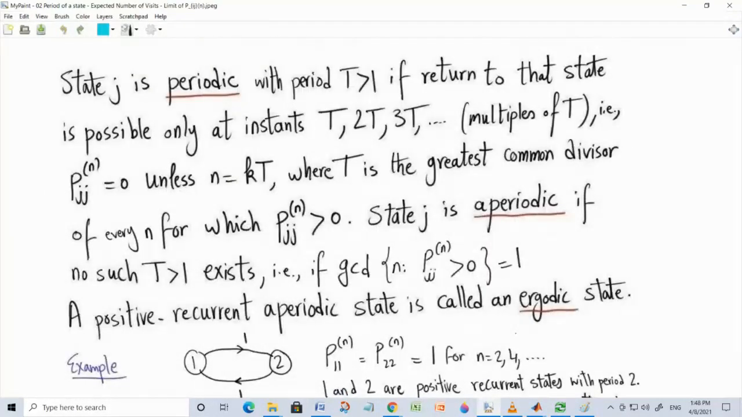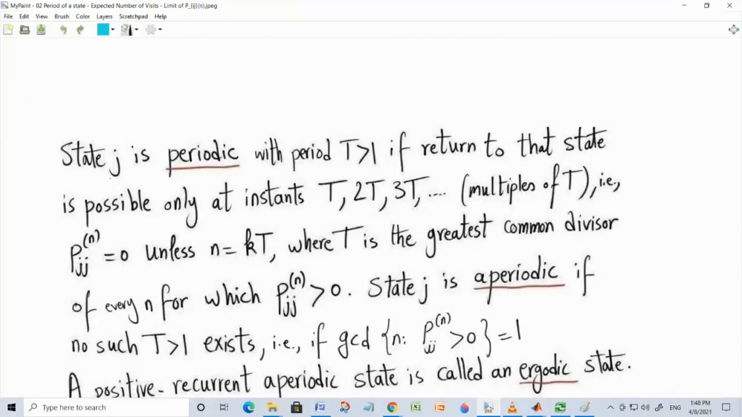When we talk about the states of a Markov chain, we also characterize something called the period. There are states that are called periodic, and there are states that are called aperiodic. Let's define this. A state j is periodic with a period, and if the state is periodic, then its period by definition is strictly greater than 1. So the period can be 2 or 3 or 4 or something like this.